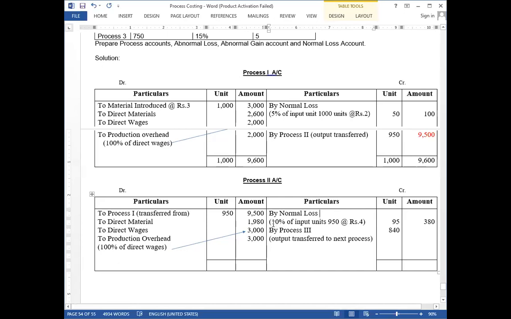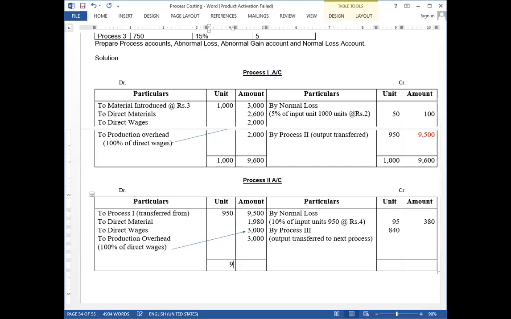So I am writing 10% of input units at the rate of 4. So 95 units and the amount is 380. And step number 3, you have to write the output units. It's only units. Units will be given, amount will not be available. That we have to find out using some formula. And step number 4, you have to balance only the unit column.